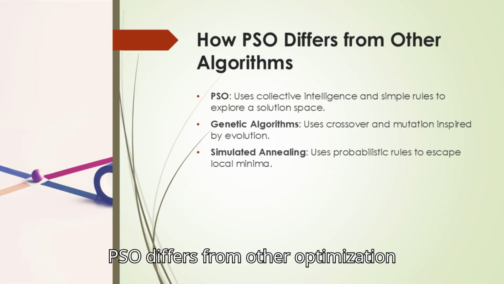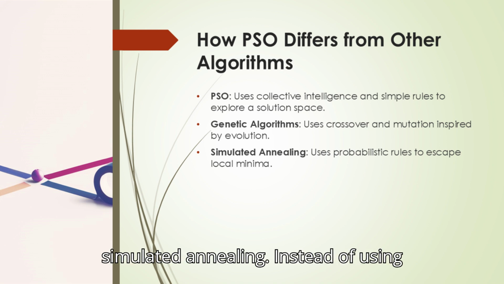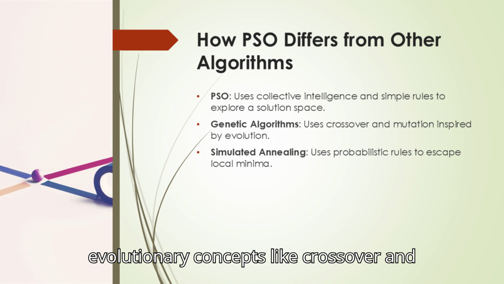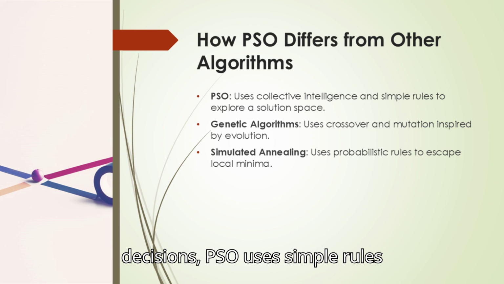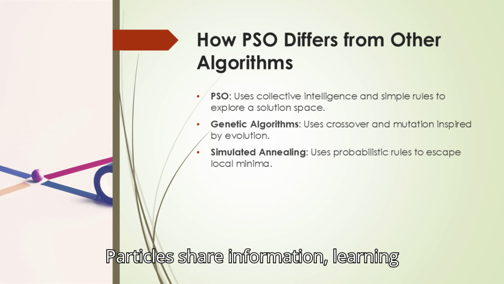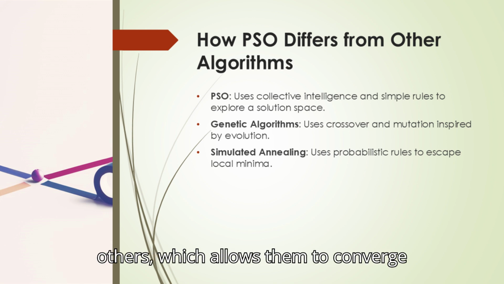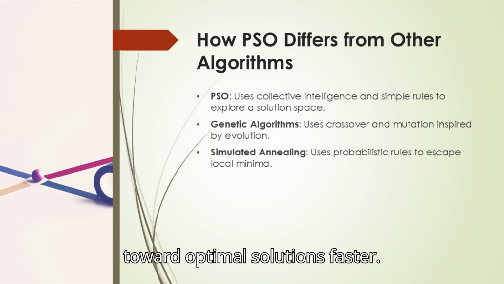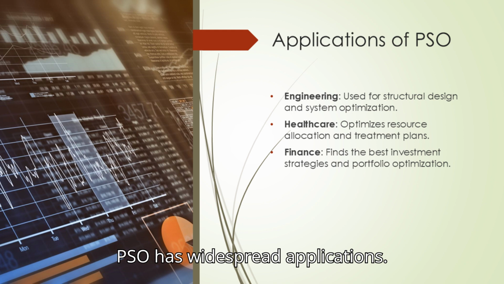PSO differs from other optimization algorithms like genetic algorithms or simulated annealing. Instead of using evolutionary concepts like crossover and mutation or relying on probabilistic decisions, PSO uses simple rules based on collective intelligence. Particles share information, learning from the best solutions discovered by others, which allows them to converge toward optimal solutions faster.